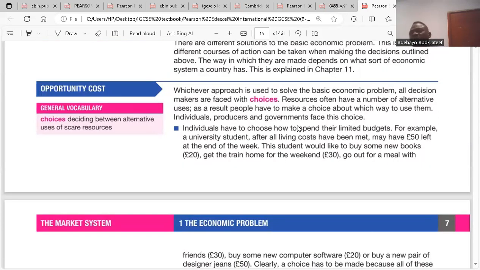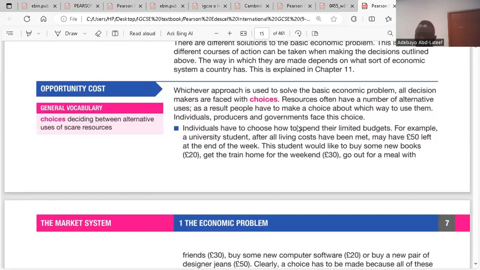When we talk about opportunity cost, because resources are not always enough, as we said, resources are not what? Always enough. That means we have to decide on what to do. Yes or no? So we have to decide on the best. Do you understand? So what are we supposed to produce now? And what are we supposed to leave for the next time? That is where opportunity cost comes in.